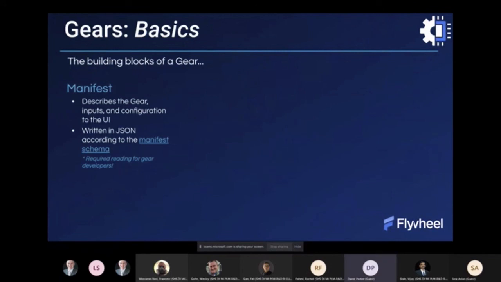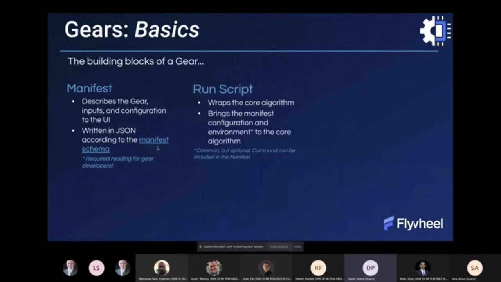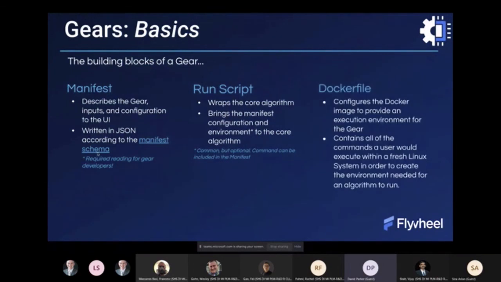This does describe the gear, the inputs, the configuration. It will generate that user interface when you're on your Flywheel instance and you go to run the gear. It's written in JSON. If you don't know JSON, you will have to brush up on it to really understand what's going on here. And we, of course, have a manifest schema that you should brush up on as well, that basically goes over the valid input options and the items that you need present in the manifest for your gear to even run.